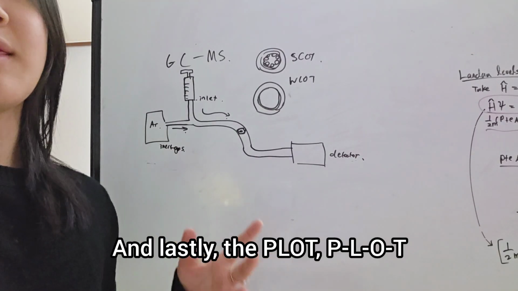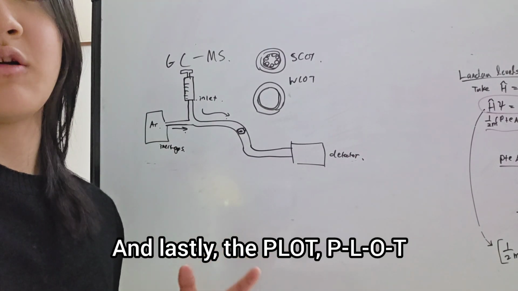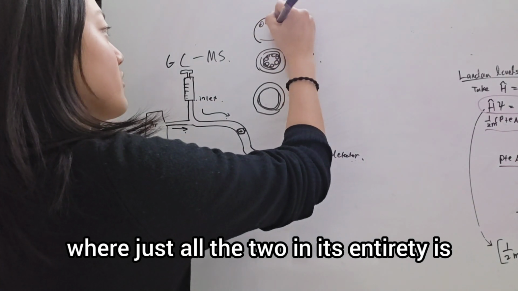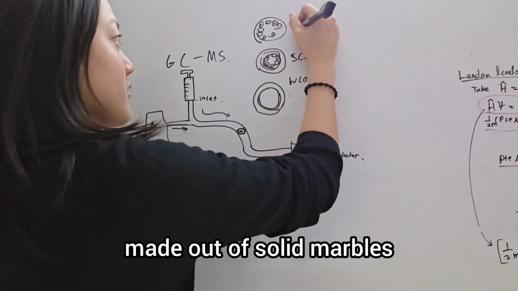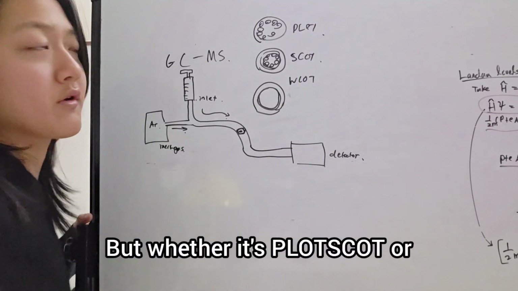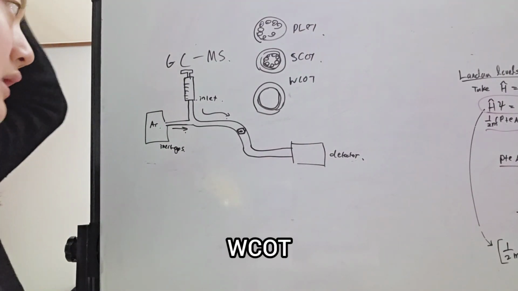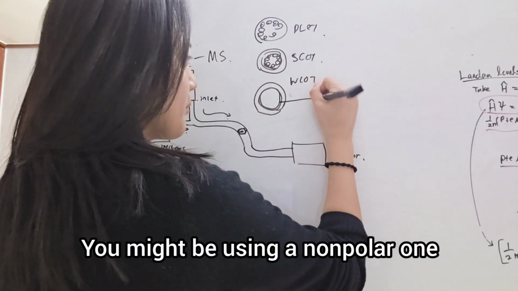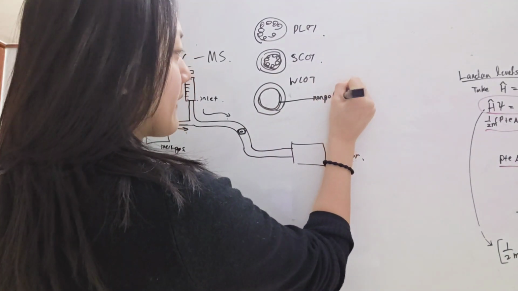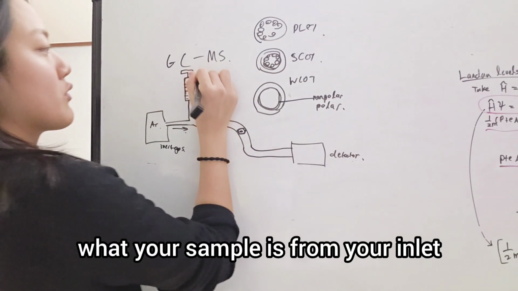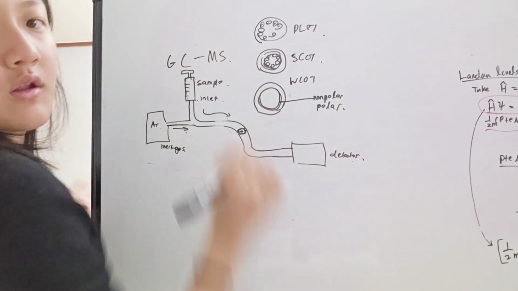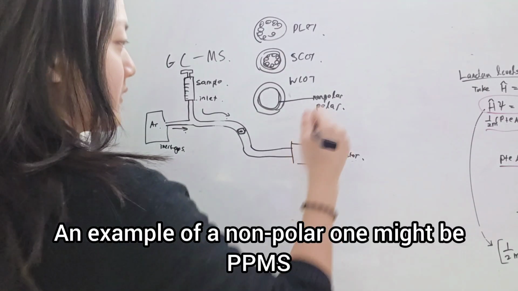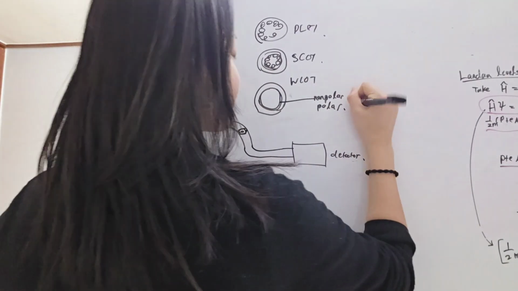And lastly, the P-lot, P-L-O-T, is the solid one, where all the tube in its entirety is made out of the solid marbles. But whether it's plot, S-cut or W-cut, it's important what solvent you use. You might be using a non-polar one or a polar one, and that is really important depending on what your sample is from your inlet. So an example of a polar solvent would be PEG. An example of a non-polar one might be PPMS.